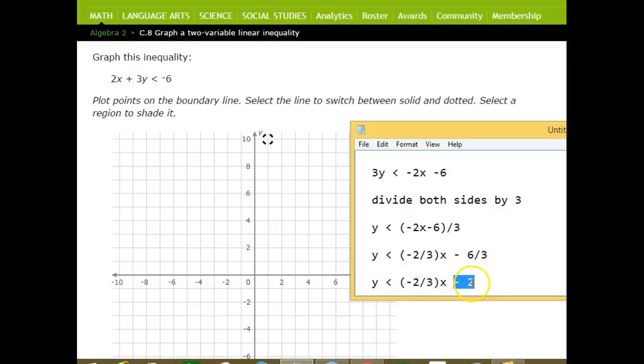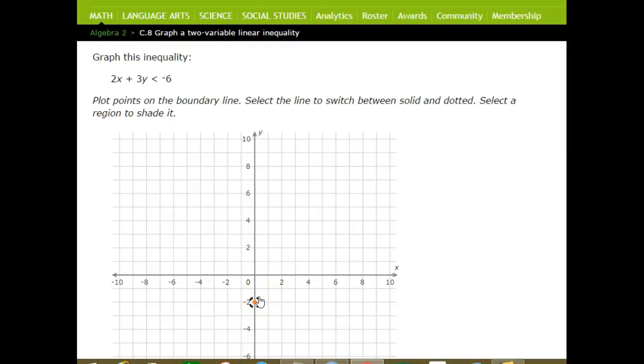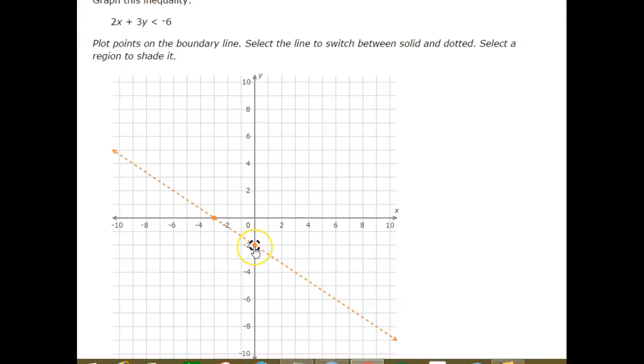So what's my y-intercept? It's negative 2. What's my slope? It's negative 2/3. So I'm going to mark that on the graph here. Y-intercept, negative 2. The slope is negative 2/3. A slope of negative 2/3 would be negative 2 divided by 3. So the rise is negative 2, goes down, and the run is positive 3, which goes over 1, 2, 3.